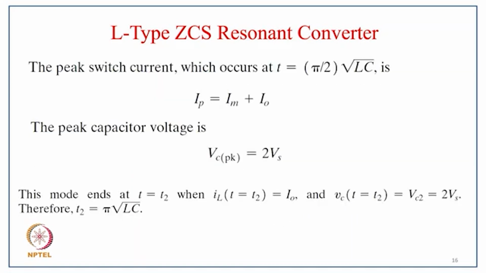So the peak switch current, which occurs at t equal to pi by 2 under root LC, Ip equal to Im plus I0, and capacitor peak voltage is Vc peak equal to 2 Vs. So this mode ends at t equal to t2 and IL equal to I0, and Vc equal to Vc2 equal to 2 Vs. Therefore t2 equal to pi under root LC.